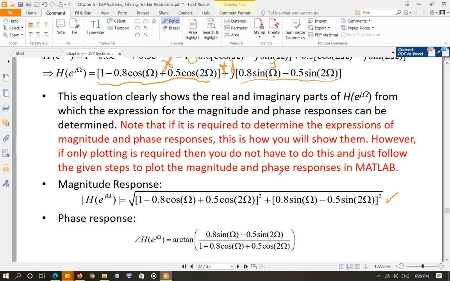So if I ask you to give me the magnitude response, first you're going to determine this expression, and from this expression, you can write the magnitude response, square root of x squared plus y squared, and you can write the phase response, arctan of y over x. Right? But if you want to plot the response using MATLAB, you don't have to go through all this simplification. You just use the first equation and use that equation to plot the magnitude and phase response. So again, it's extremely important that you understand, if I ask you to show me or give me the magnitude response equation and phase response, this is what you have to do.